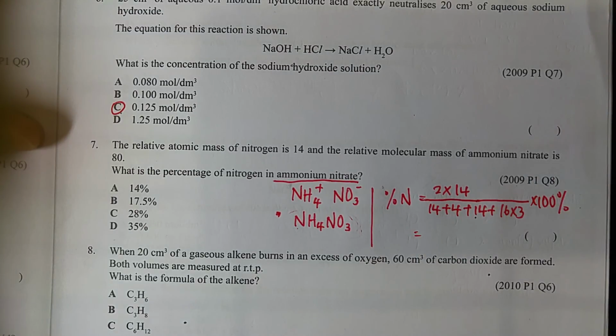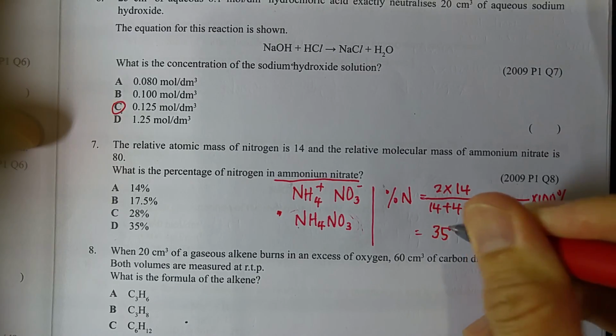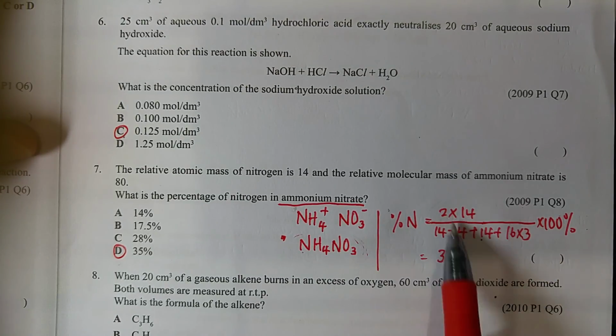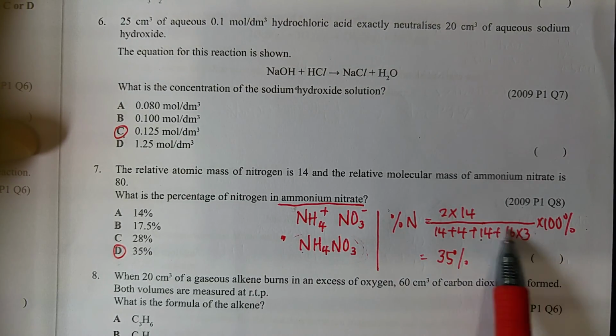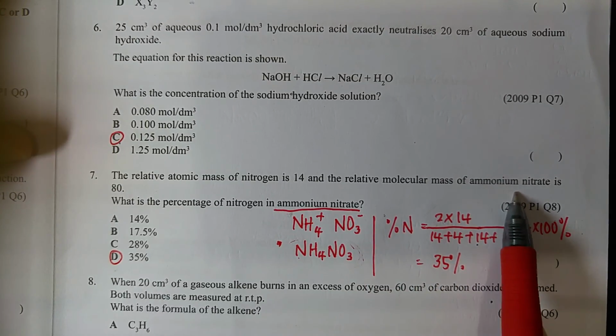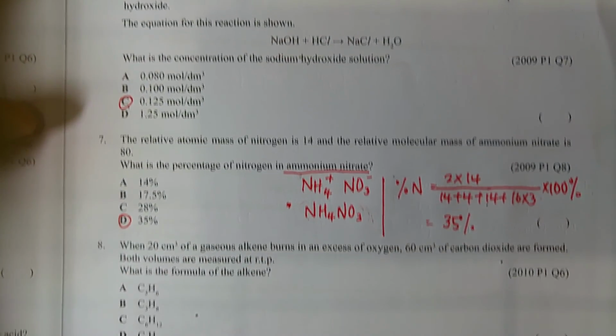And if you work it out, the answer will be 35%. So the answer is D. Anyway, the Mr for ammonium nitrate, you don't need to work it out like this because the question already gives it to you. Relative molecular mass of ammonium nitrate is 80, so that you can solve this question faster. So the question is trying to help you.